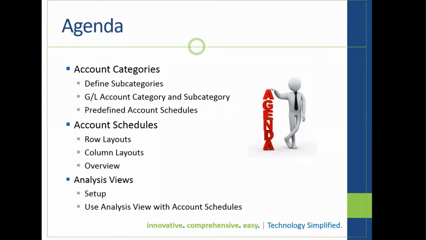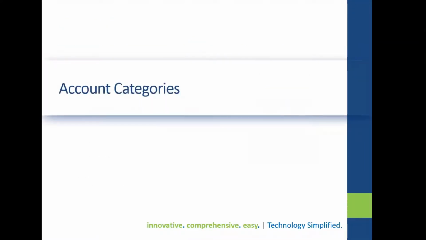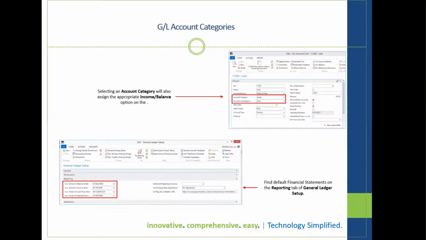Then I'm going to do a very high level overview of how to create account schedules and combine your row and column layouts to preview and print your account schedules, and then I'm going to talk about analysis views and how you can use those in correlation with your account schedules to get a little bit better visibility into some of the dimensional reporting. So the first topic is account category, so let's jump in.